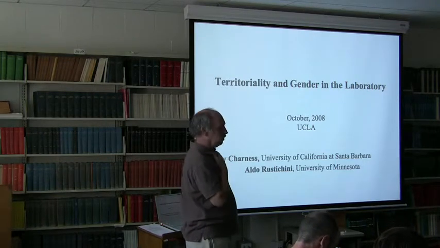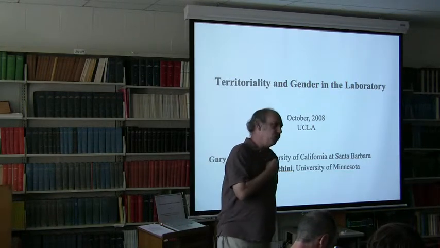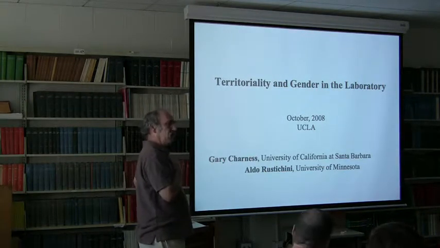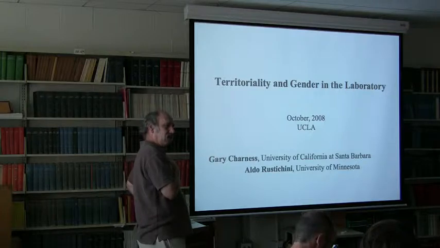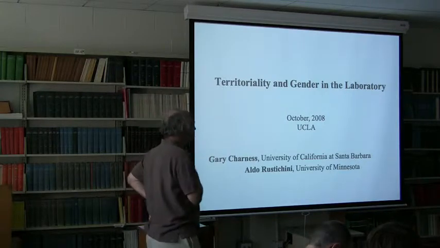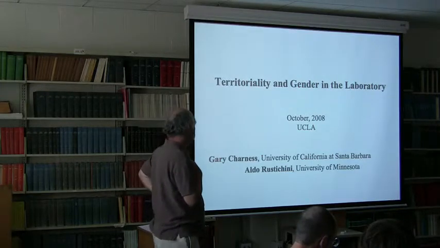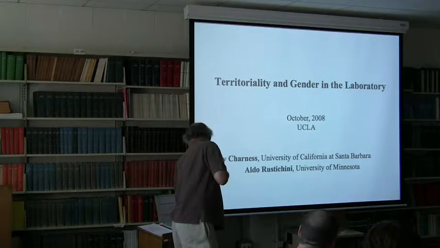This is a paper co-authored with Aldo Rusticchini, who you may have heard of. Aldo does all sorts of interesting stuff. He does a lot of neuro. He's doing genetics and preferences. Again, you might wonder why he's considered an economist. He's actually a mathematician. So what did we do?